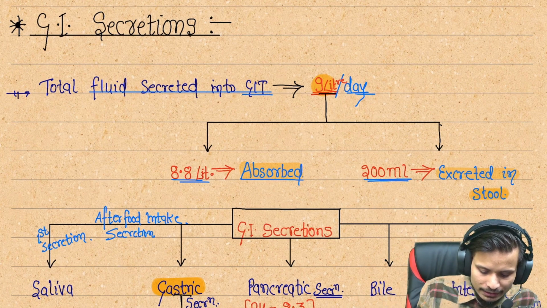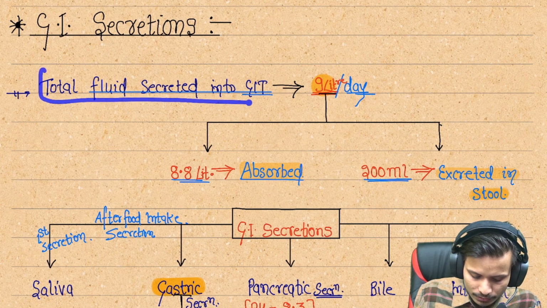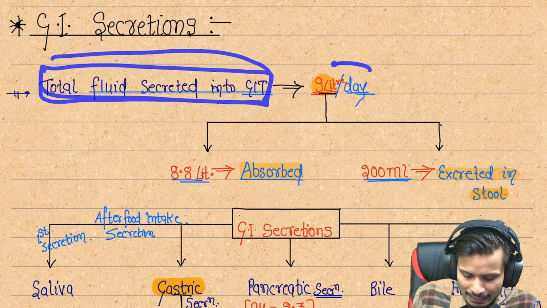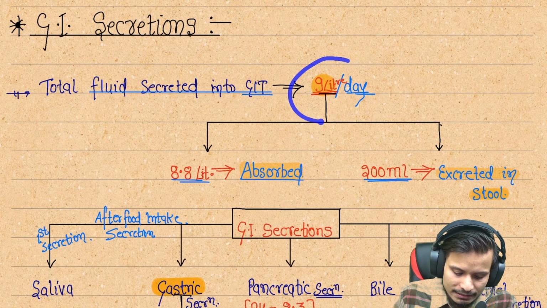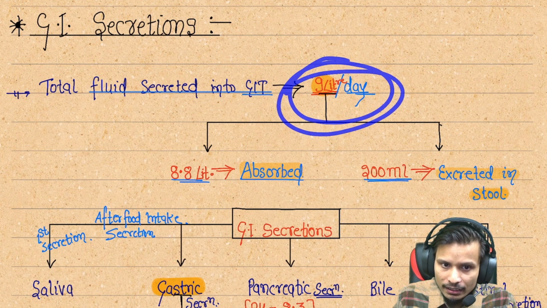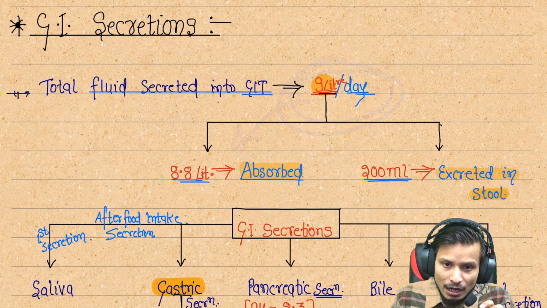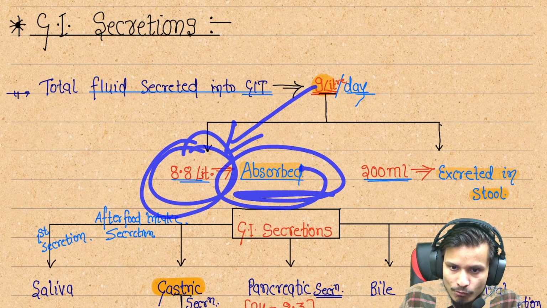We can see the details later, but for now we can see that the total fluid secreted by our GIT is 9 liters per day. Total secretion of our GIT per day is 9 liters per day. And what is the main component of this 9 liters? Out of 9 liters, 8.8 liters is going to be absorbed in our body again.